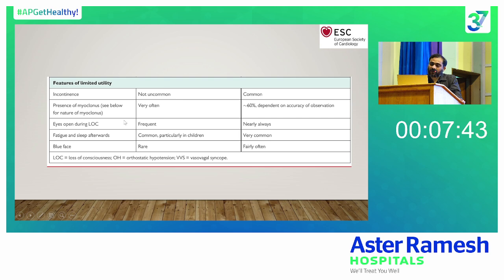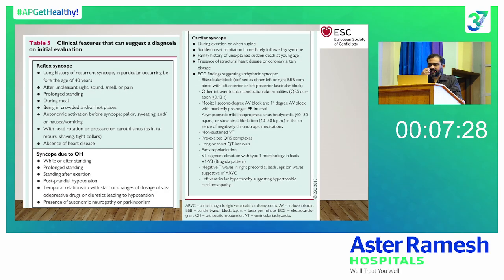Some myoclonus is not uncommon with syncope, and other things like fatigue can be there, especially in younger patients. So these symptoms like incontinence and fatigue are of limited value in distinguishing between a syncope and a seizure. So there is a list of things that can help you diagnose. If you see in the history a reflex syncope, or cardiac syncope, especially if you see some ECG changes like a bifascicular block, AV blocks, sinus bradycardias, or non-sustained VTs, probably these are all things that can give you a hint about how to distinguish between these two things.